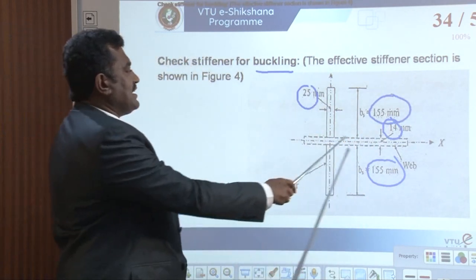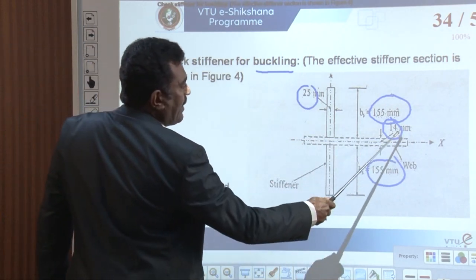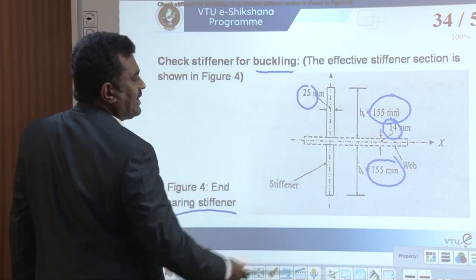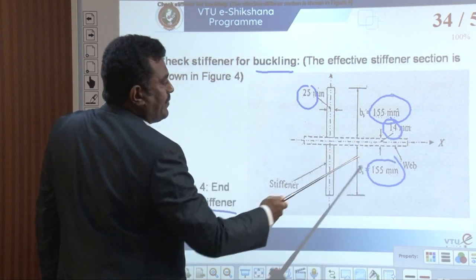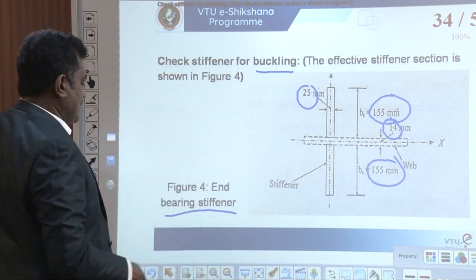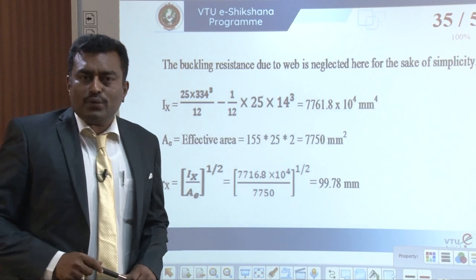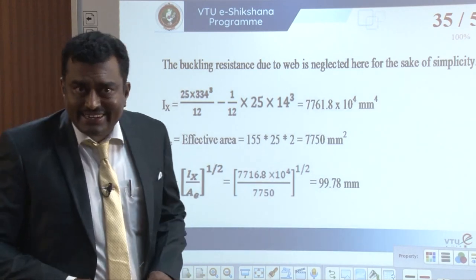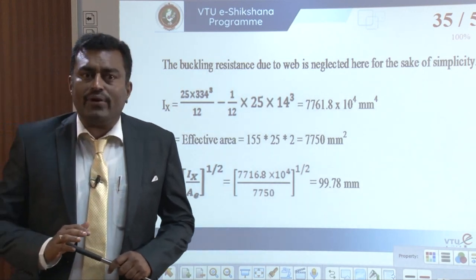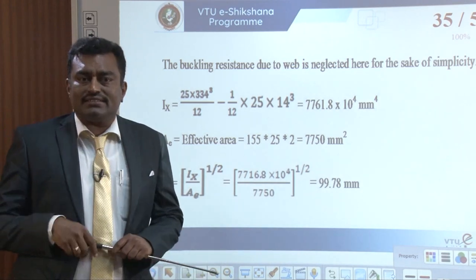This is the center line of the stiffener. Here we are providing web 14, here flange 25. The stiffener will be 25 mm thick. Here the web is 14 mm thick. This needs to be checked for buckling. Then the buckling resistance due to the web is neglected, for the sake of simplicity. Web is neglected, only check for stiffeners.